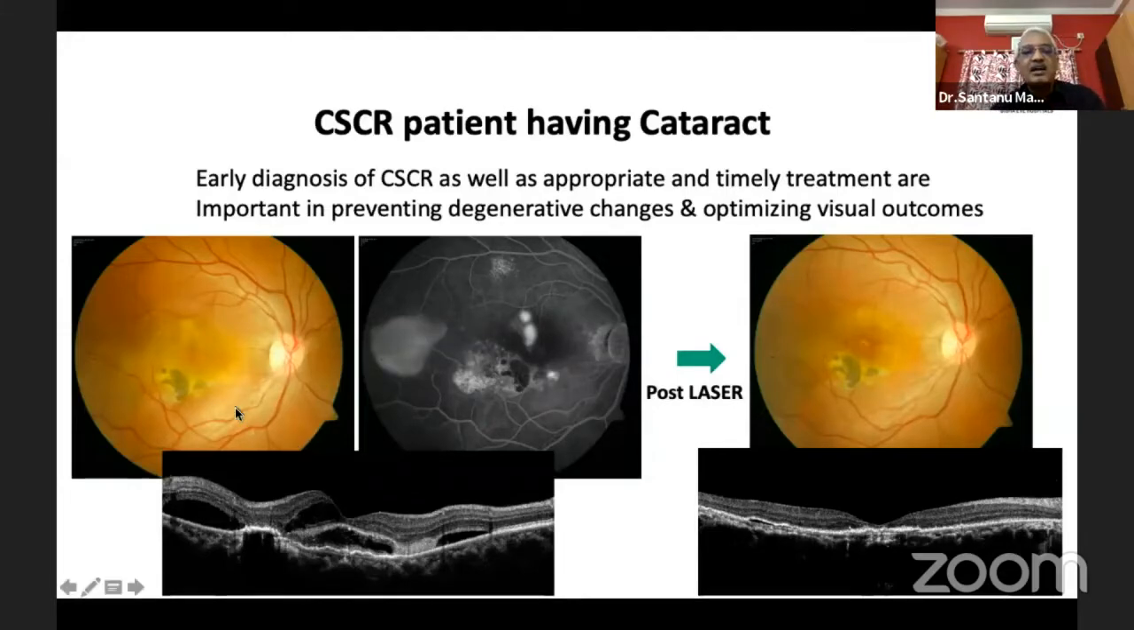This patient had choroiditis earlier, and the patient developed CSR. So the steroid was stopped earlier, but there are multifocal leakages noticed, and this is chronic CSR, and there are intraretinal cystic changes, subretinal fluid, and there is fibrin. So what we did, we put green laser, and this is the outcome.